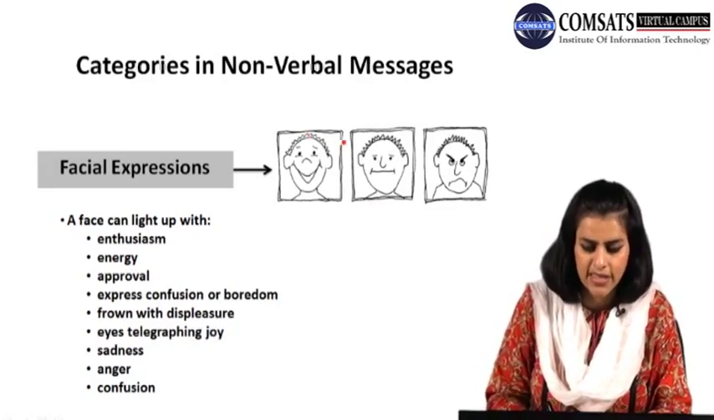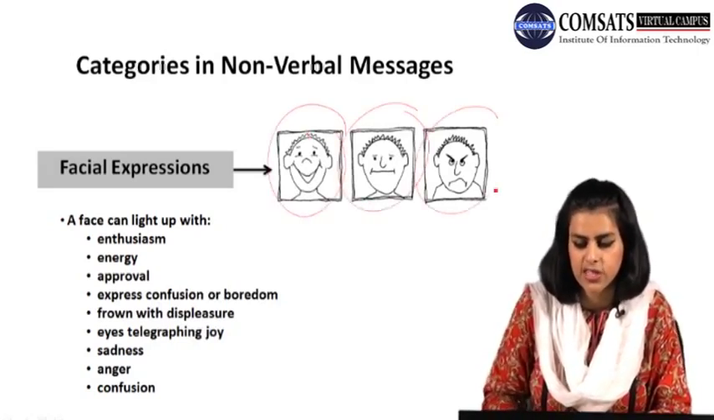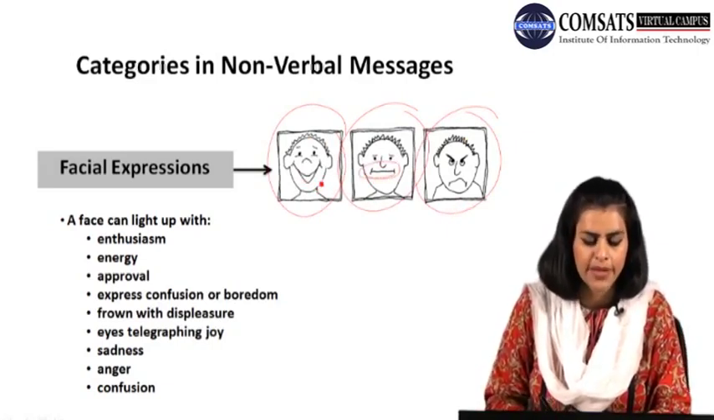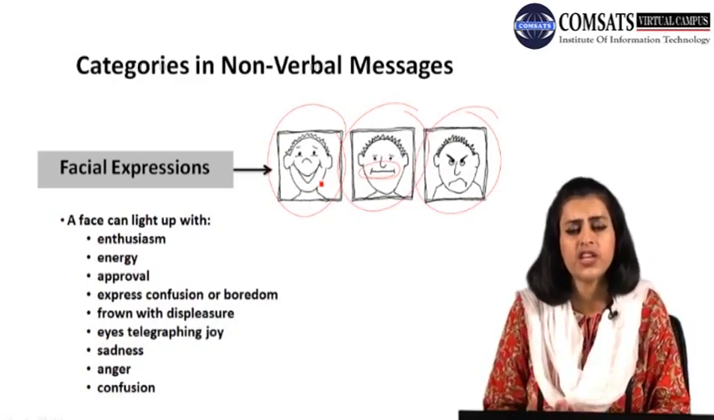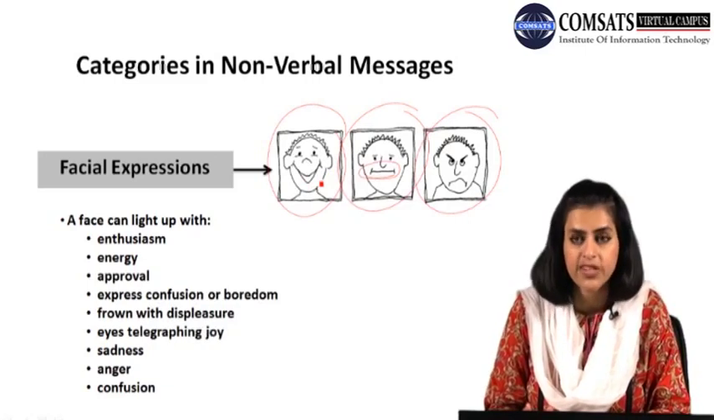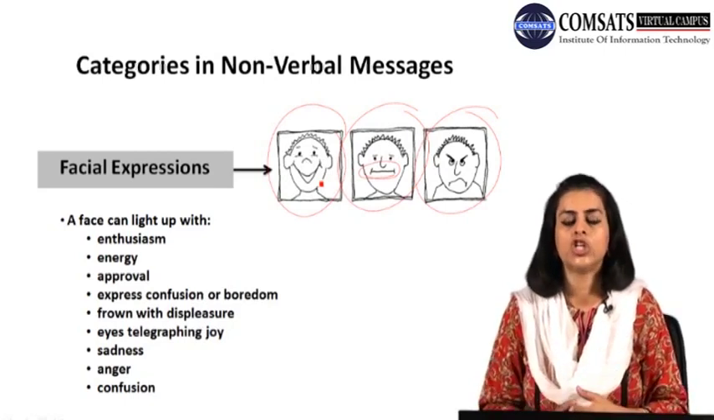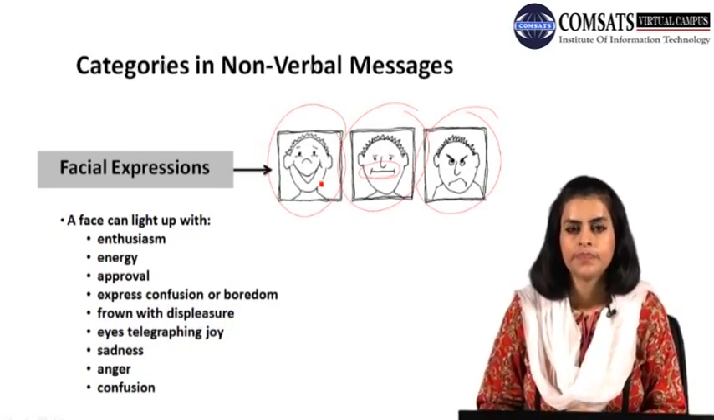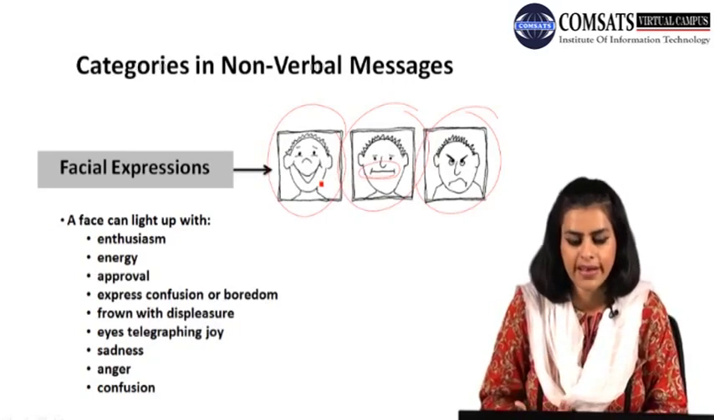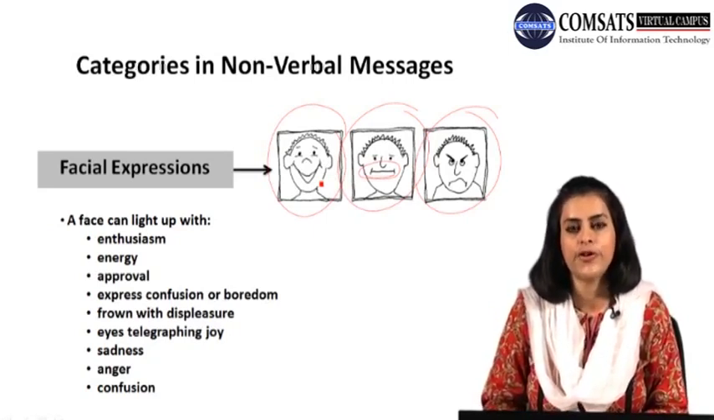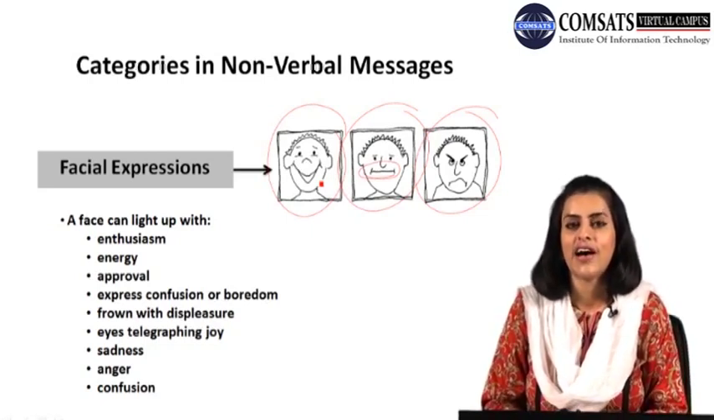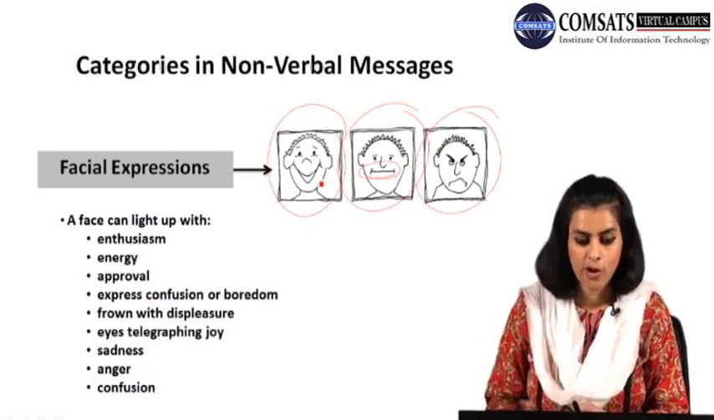Facial expressions: as you can see this face, and this face, and this face. He looks angry, kind of. He looks blocked up, and he looks happy. Your face can light up once you are enthusiastic about something. This enthusiasm has something to do with making your face light up with energy. You're so energetic about something, and your face is automatically telling that. With the approval of something, say you want to go out and have a party with your friends, and your mother gives you permission, with that very approval your face is glowing.